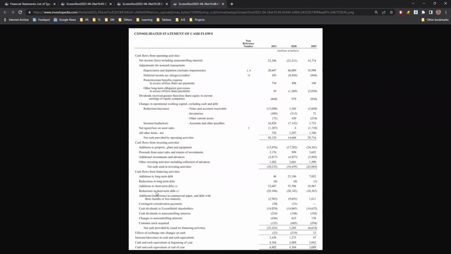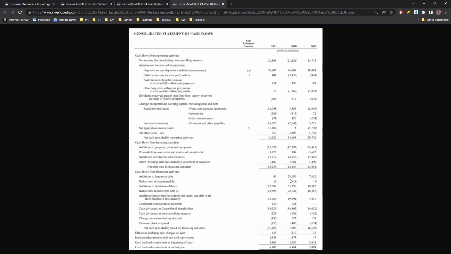If you see in 2020, there is an element called additions to the short-term debt, and typically they add about 10 to 20 billion dollars every year. But in the year 2020, they went over by almost a little more than $15 billion additionally. That additional $15 billion may have resulted in the additional interest that they may have had to pay. So that is one thing.